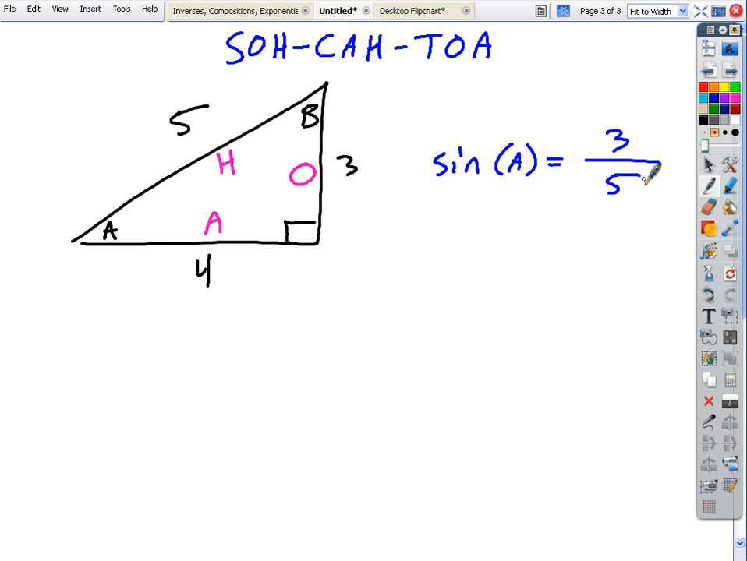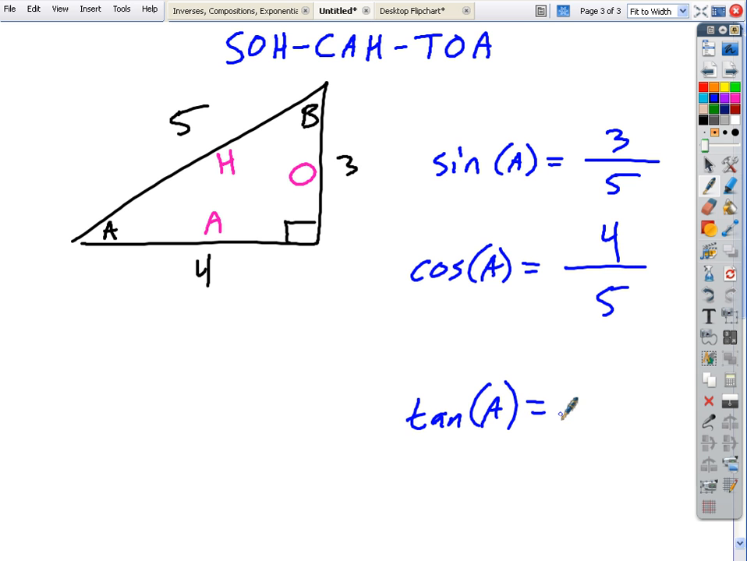It's a ratio. What is the cosine of A? 4/5. Yeah. Cosine is adjacent, which is 4, divided by hypotenuse, which is 5. Okay. What's the tangent of A? Yeah, 3/4.